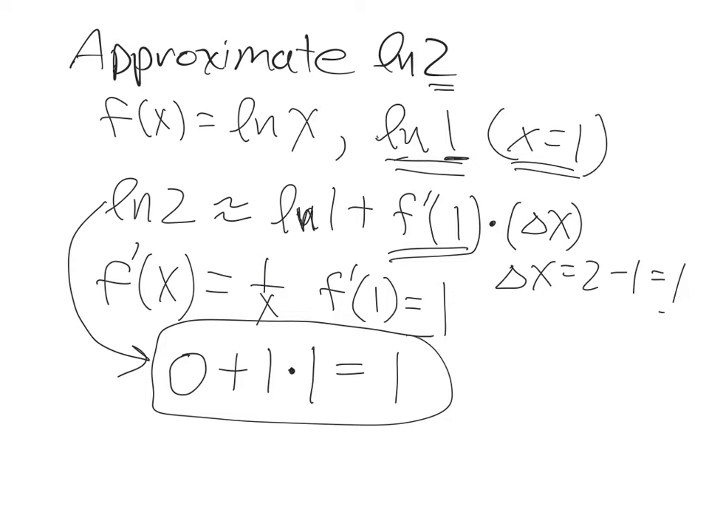The smaller delta x is, the better the approximation would be. In the case of natural log of 2, 1 is a fairly large delta x. We'd been working with mainly decimals, something between 0 and 1 for a delta x. So we got a little bit closer, but that's the process there. So, okay, questions?